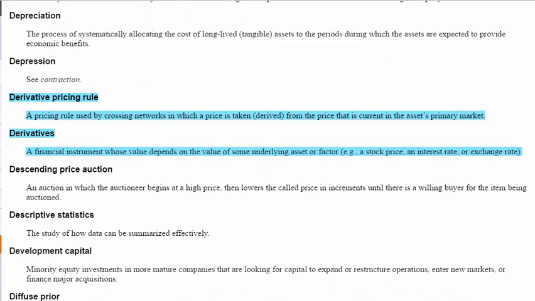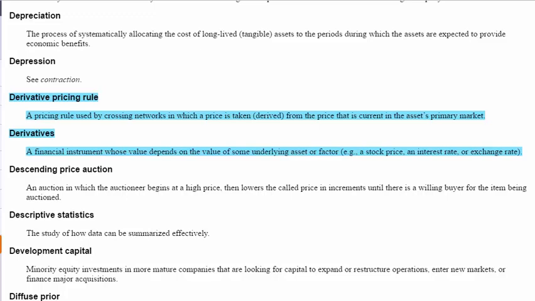Again, I always encourage candidates to print out the glossary, copy and paste it into a Word document, print it out if you're not using the paper copy of the books. And so many questions are just based on definitions. It's important to be up to speed on them. Here we have derivatives, a financial instrument whose value depends on the value of some underlying asset or factor, for example, stock price, interest rate, or exchange rate.